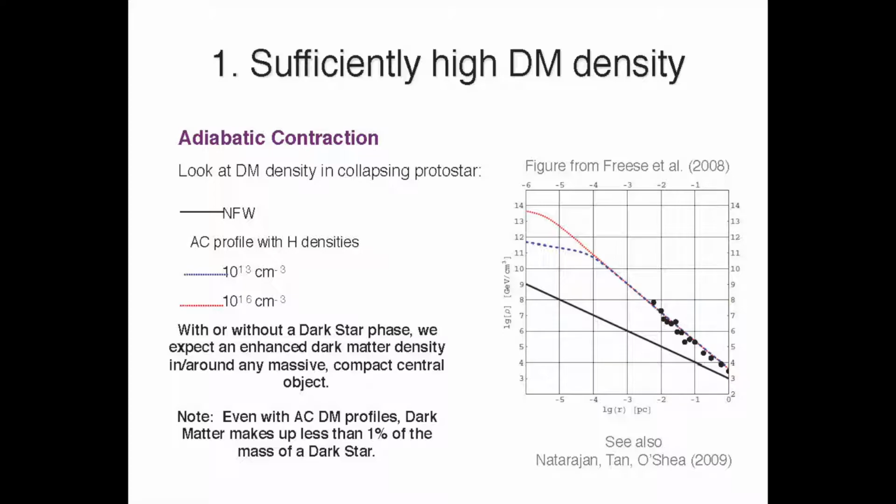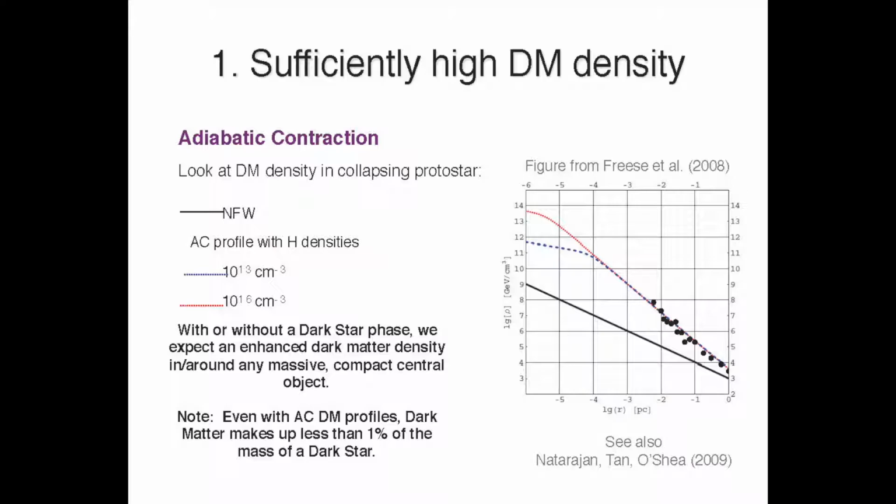This is a picture of what happens. This is the density as a function of radius. The black here is an example NFW profile, and the dashed blue and red lines indicate the adiabatically contracted halo profile. These two are just for two different core hydrogen densities. These are the adiabatically contracted profiles if you start with an NFW-like initial halo profile. It turns out this is completely robust to whether or not it's NFW. This even happens with a completely cored profile.